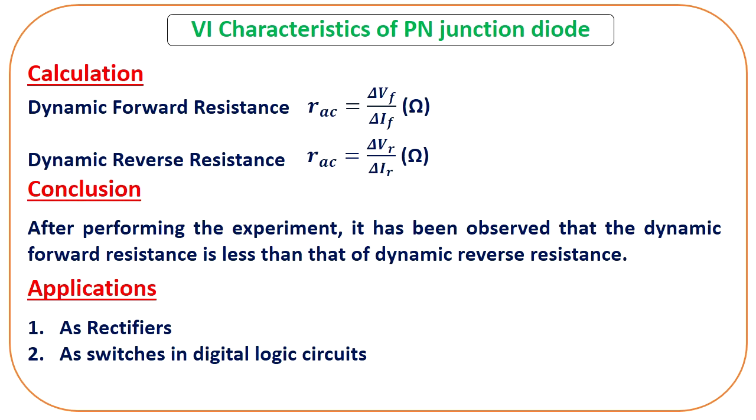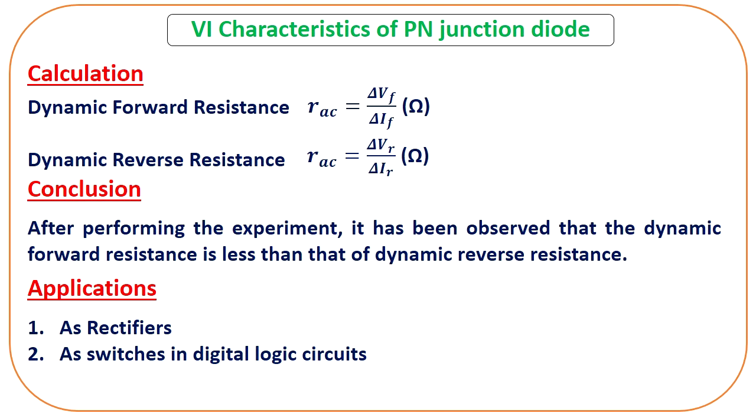The calculation part, I already told you that the dynamic forward resistance and dynamic reverse resistance will be calculated from the IV characteristic graph. So these are the formulas. RAC for forward resistance is delta VF by delta IF, and the unit will be ohm, and the dynamic reverse resistance will be delta VR by delta IR, and the unit will be the same, ohm.